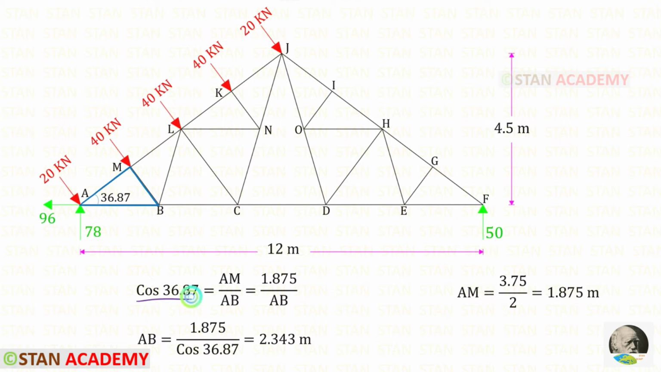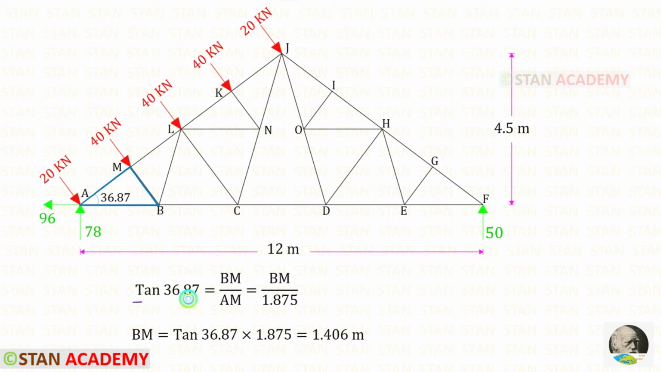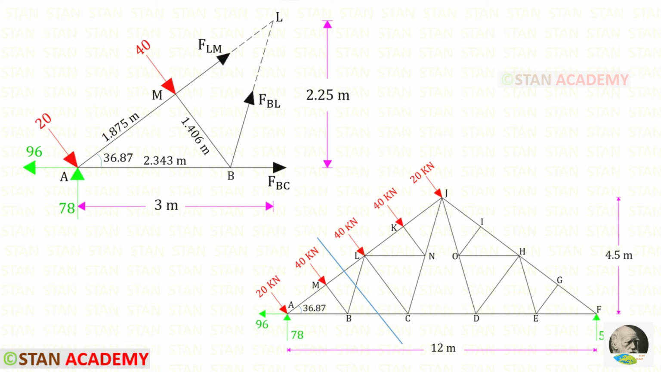By applying cos formula, we can find the AB. Then using the tan formula, we can find out the distance of BM. We need to find the member forces in ML, BL, and in BC. To find these three, we have to make a section like this.